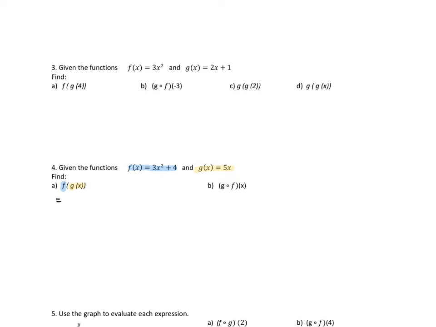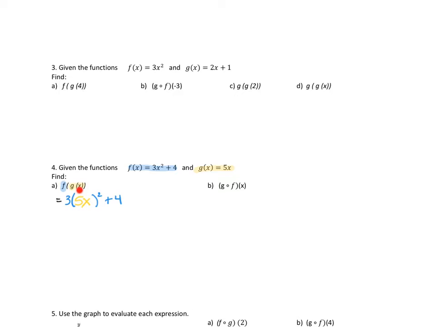This is going to look like 3 of 5x, or probably 3 times 5x squared plus 4. So instead of plugging in a number, I'm plugging in all of my g of x into my f of x. So wherever I see an x, I'm going to plug in my whole function of g of x. But once we're here, we want to simplify the best that we can.